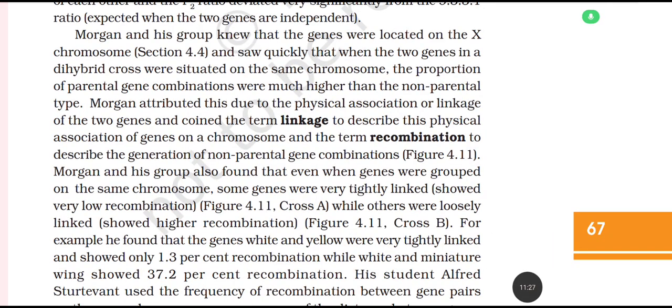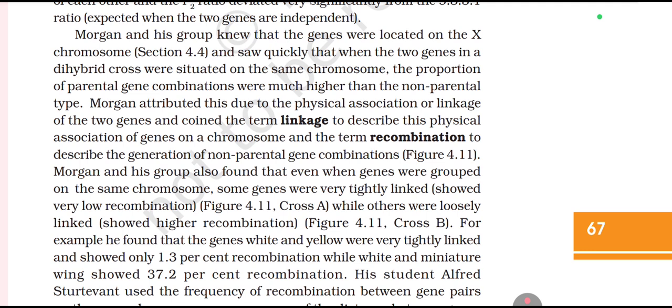Morgan and his group knew that the genes were located on the X chromosome (section 4.4) and so quickly saw that when the two genes in a dihybrid cross were situated on the same chromosome, the proportion of parental gene combinations were much higher than the non-parental type. Morgan attributed this to the physical association or linkage of the two genes and coined the term linkage to describe the physical association of genes on a chromosome and the term recombination to describe the generation of non-parental gene combinations. Figure 4.11.